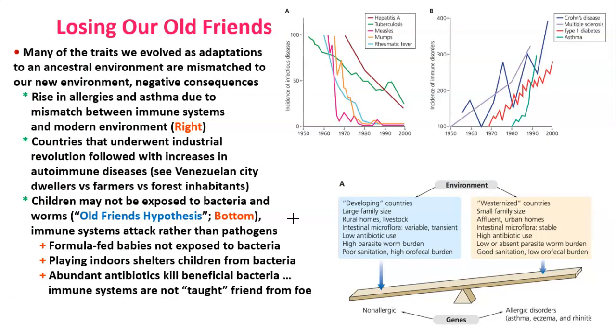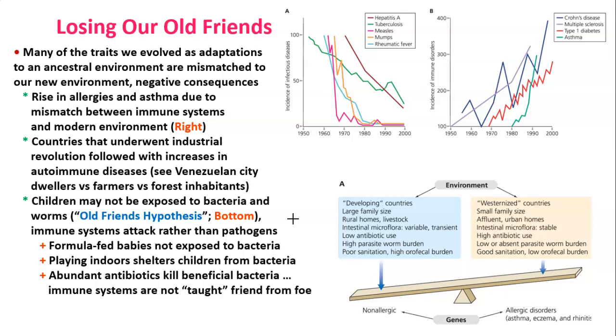And in this section, losing our old friends, we're basically seeing that some of our maladies, especially things related to allergies and asthma, may be due to the fact that we're not coming into contact with the microbes like we used to. And that contact with microbes was very important to condition our immune systems early in life and get us ready to face these challenges.